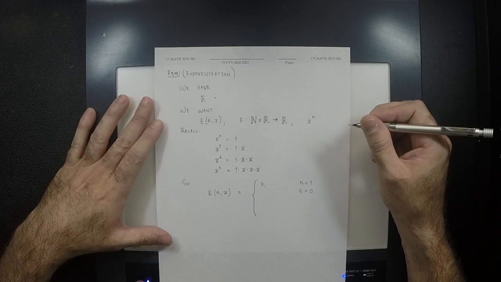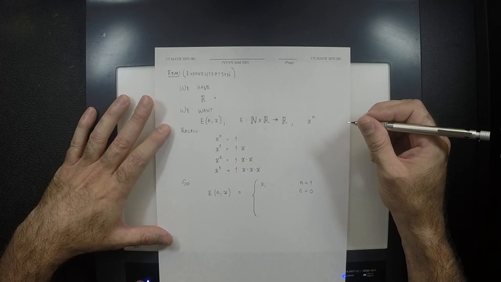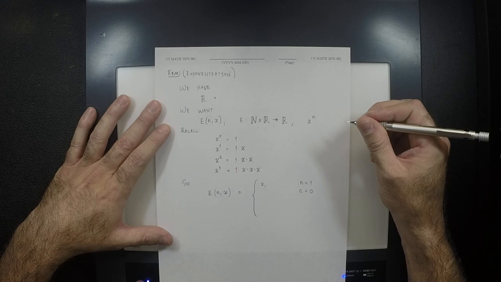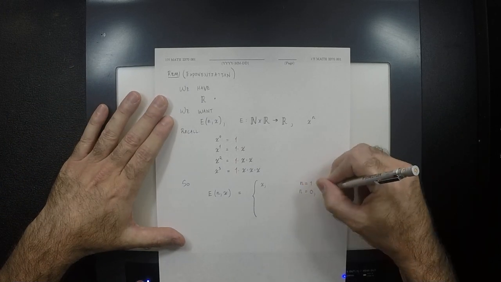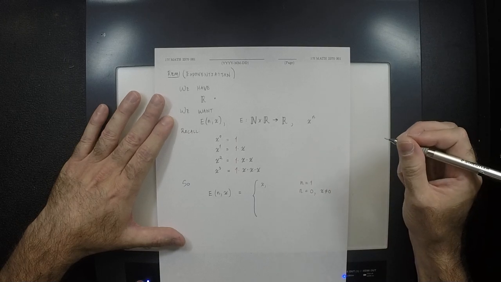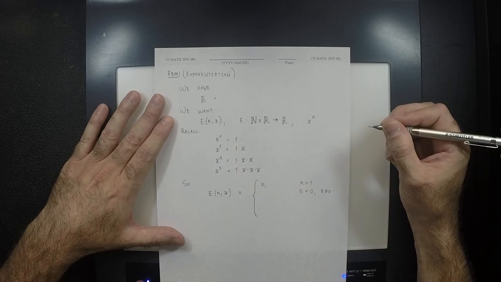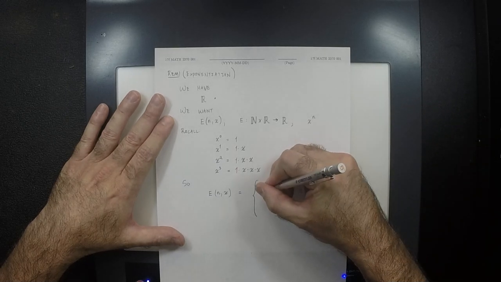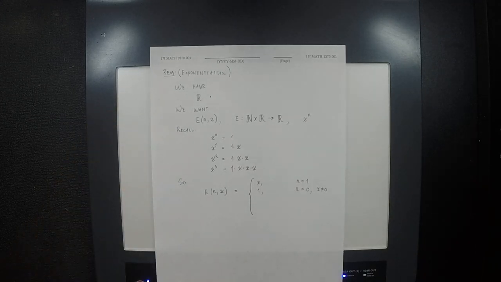Let's think about it here. We're all math majors. Well, let me say it like this. If n is 0 and x isn't, then what's the answer? One. So what we're going to do is leave the case where both are 0 undefined, so that it is not defined.